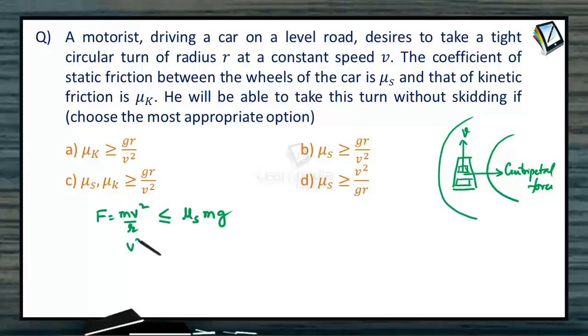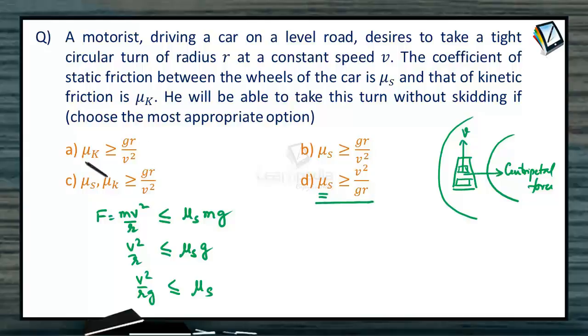So in turn, v square by r should be less than or equal to mu s into g. So v square by r g should be less than or equal to mu s, the static friction. So indirectly, the coefficient of static friction should be greater than or equal to v square by r g.